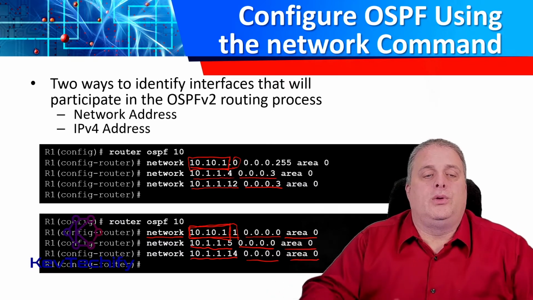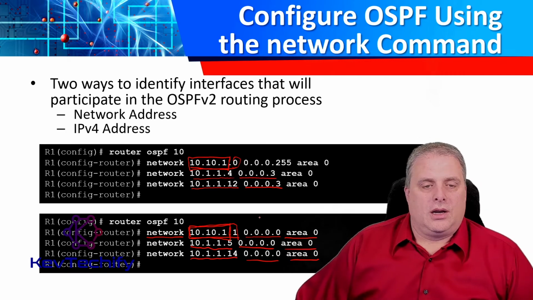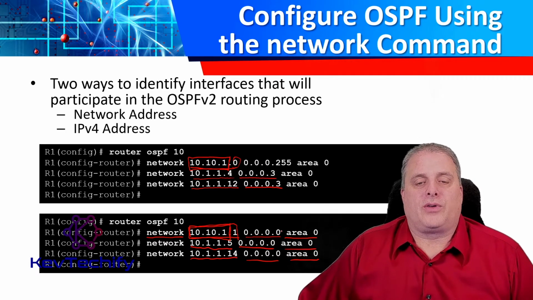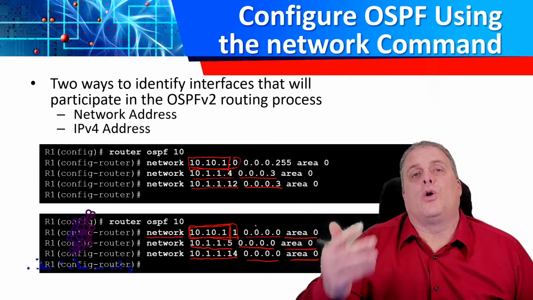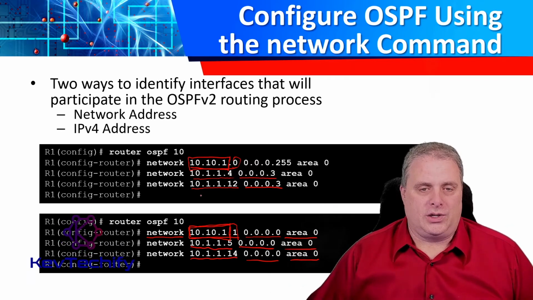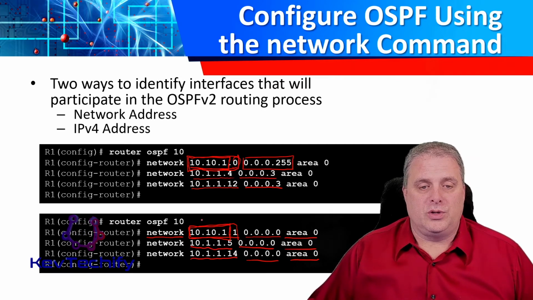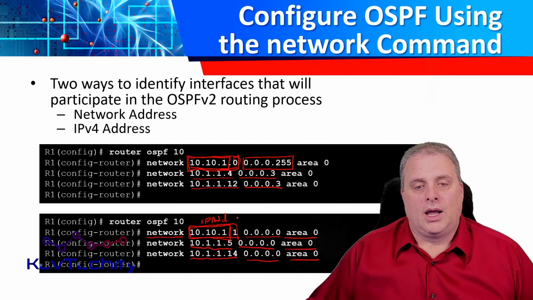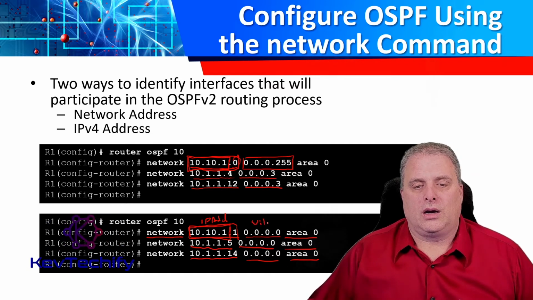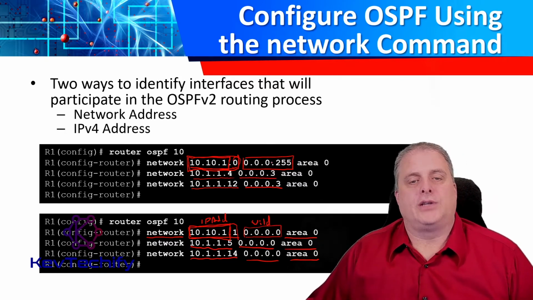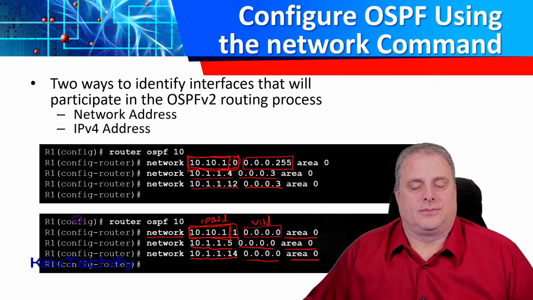Some people argue that the second method is easier, using the IP address and the wildcard of all zeros. Why do they say that? You don't have to calculate the network address that ends in zeros. You don't have to calculate this part. And then you don't have to calculate the subnet mask. Because down here in the second example, you put in the IP address and then you put in the wildcard of all zeros. There is no calculating. A lot of people use this method, but you can use the network address with a wildcard mask.